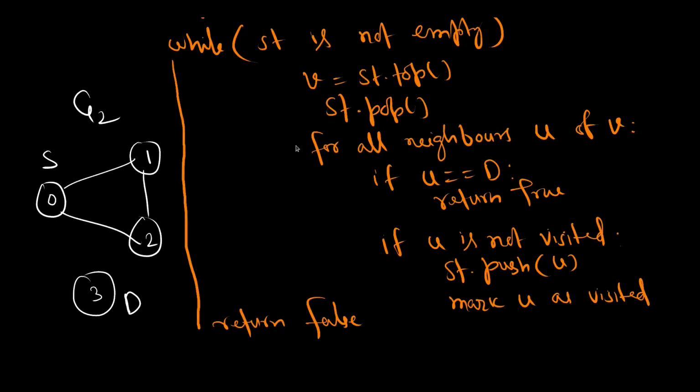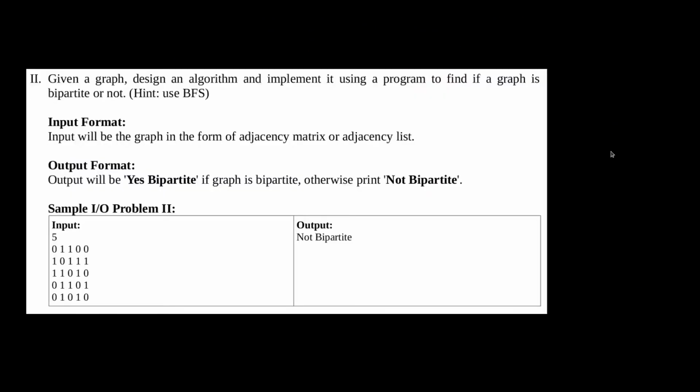Now coming to the second problem. Okay, so here is the second problem, and in the second problem we are going to talk about bipartite graphs, right? So let's understand the problem first. Given a graph, design an algorithm and implement it using a program to find if the graph is bipartite or not. So a hint is given that we have to use BFS here, right? But other than BFS, you can use DFS also.